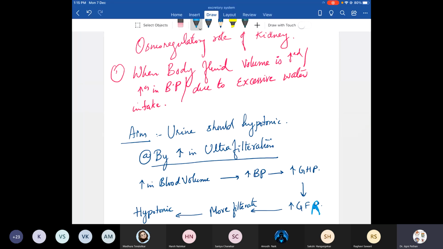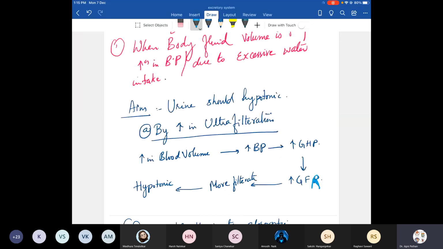So what should be the aim when the water volume in the body is more? To produce hypertonic urine? Hypertonic, you conserve more water. Or to produce hypotonic urine in this condition when the blood volume is more, when the blood pressure has increased. Come on, tell me.